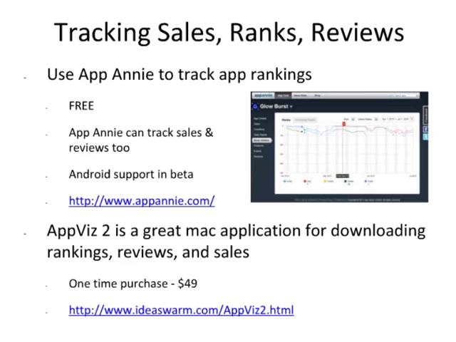If you don't feel comfortable sharing your financial data with another company, I recommend using AppViz2. It's a great little Mac application for downloading rankings, reviews, and sales. So it's a one-time purchase, I think it's $49, and you can just download all that data directly onto your computer, and that way you're not sharing your financials. So those are two sites I recommend for tracking your sales.